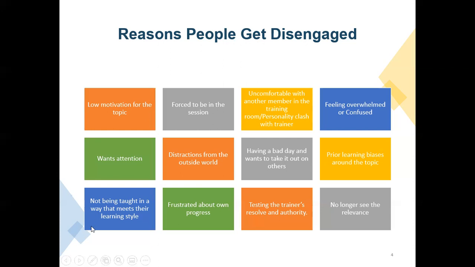Okay. Next one, not being taught in a way that meets their learning style. Okay. So we need to be aware as trainers that everybody does have their own learning style, visual, auditory, kinesthetic, and we need to appreciate that as a trainer, we typically default to our own learning style. But we need to appreciate that everybody is not us and we are not everybody else. So the better we can get at delivering in a very balanced fashion, visually, auditorily, kinesthetically, and just being able to cycle through those different methods of teaching in a very balanced way, there is a higher probability we're going to keep everybody engaged.